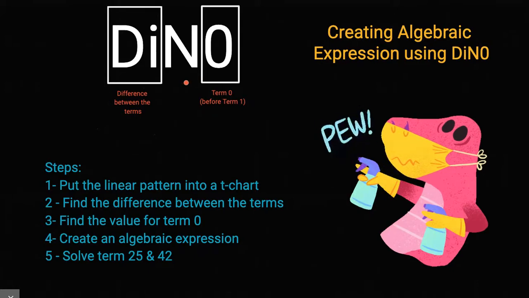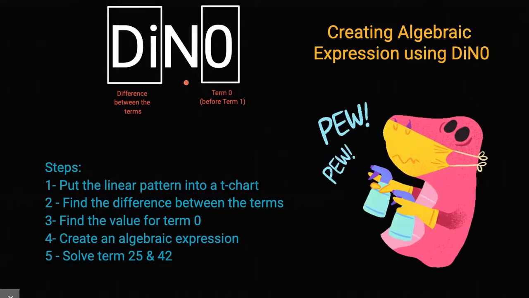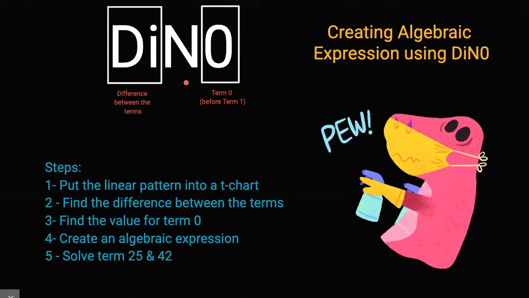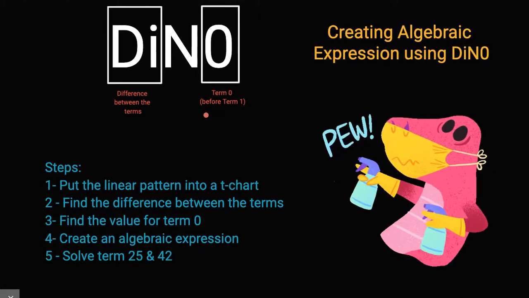So a variable, again, is a letter that we use to represent an unknown number. So anytime now in algebra that you see a letter in the math, that means that it's an unknown number. And then we have term 0, okay? So we need to find the difference between the terms, insert a variable, and find term 0.